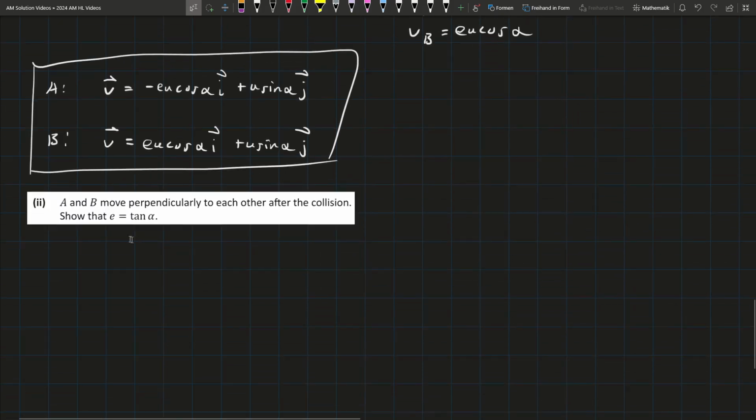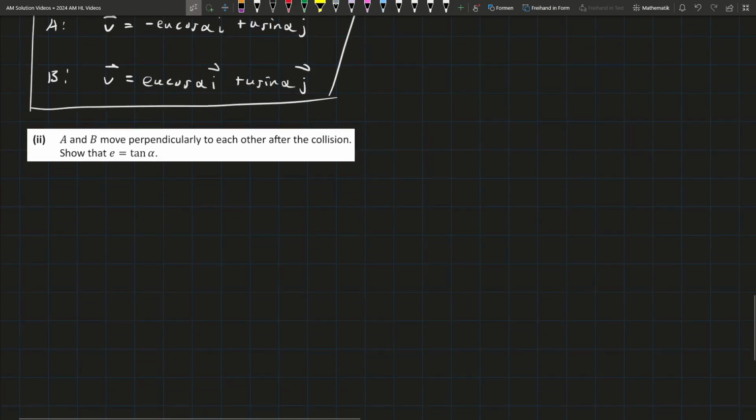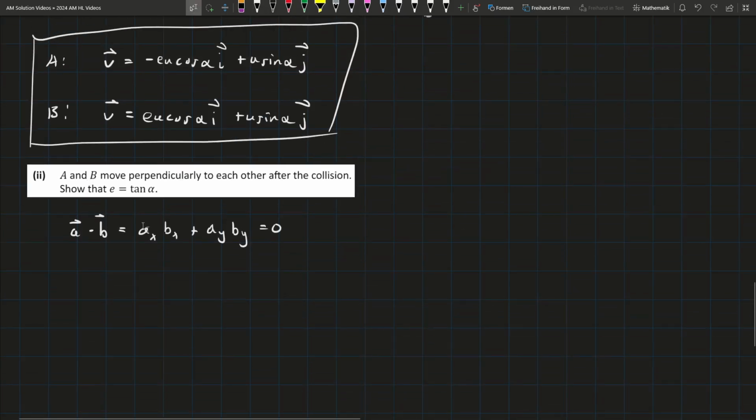Part 2 is a nice application of the dot product. So it says A and B move perpendicularly after the collision. Show that e equals tan alpha. So perpendicularly, whenever you see perpendicular, the first thing that should come to your head is the dot product, which says that if we have vectors, we'll call them A dot B, that's equal to the x components multiplied together plus the y components multiplied together. And we know that when it's equal to 0, that means they're going to be perpendicular. So we need to multiply the x components, add them to the y components. That'll give us the dot product. And because they're perpendicular, we know the dot product equals 0.